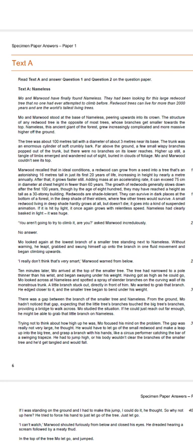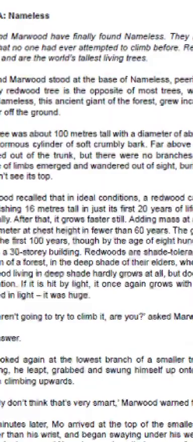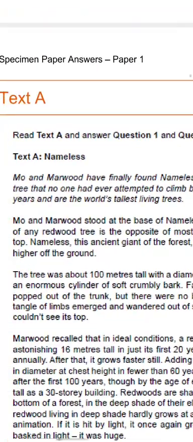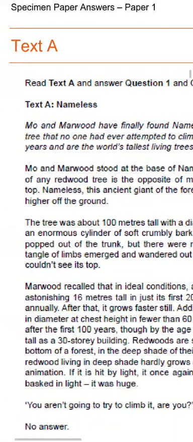So you must keep in mind that when you have this kind of text, you need to read it once, so you have a complete idea of what is actually mentioned in the text and what the writer is trying to tell us. So you have the idea about the story of the text. That will be helpful while answering the questions. Now read text A and answer question 1 and question 2 on the question paper.